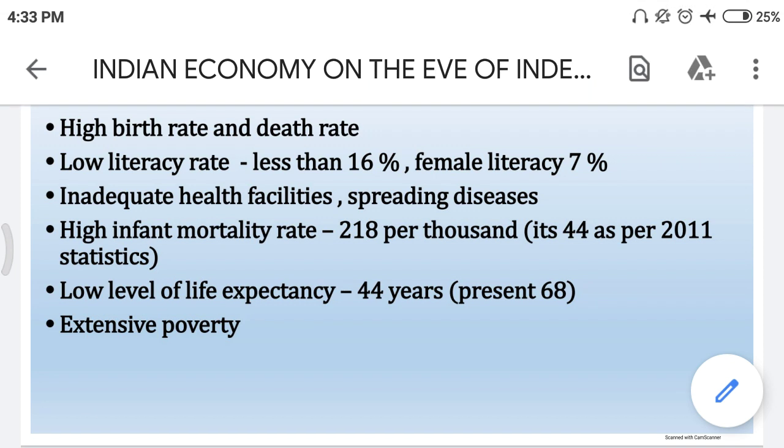Tomorrow we will discuss the occupational structure and infrastructure under colonialism.